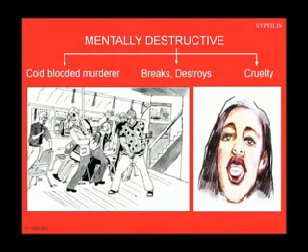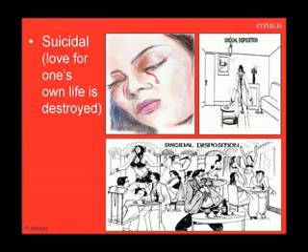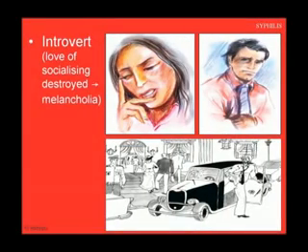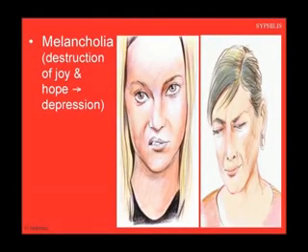Mentally destructive. The color changes. Here is red, so destructive, mentally destructive. You could see cold-blooded murderers, the cruelty, and these are all your syphilitic taint. Suicidal, love for one's own life is destroyed, and that's interesting. That's syphilis as well, because of the destruction in terms of love for one's own life. Introvert, love of socializing is destroyed, and we have melancholia. So melancholia is syphilis, depression is syphilis, which I will come to later on. Destruction of joy and hope, and that results in the depression.